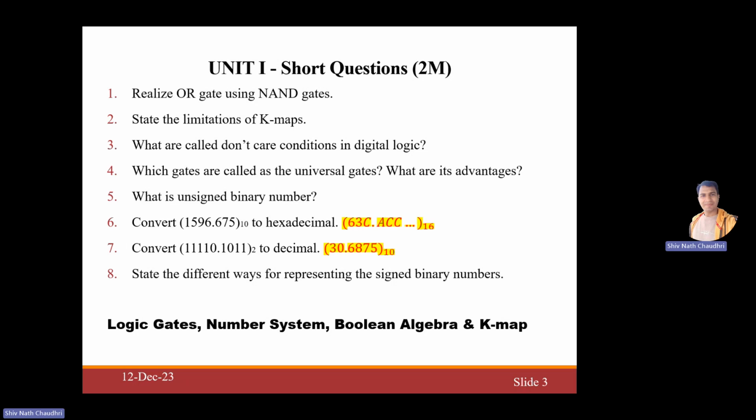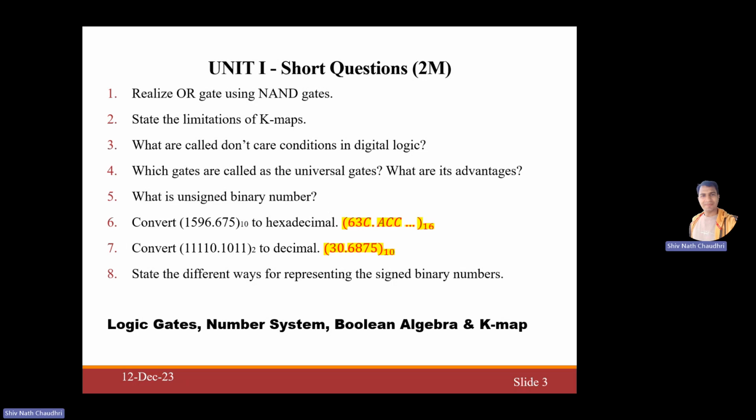The fifth question asked what is unsigned binary number? So unsigned binary number is the binary number where no bit is reserved for the sign. Means in the binary number all bits represent magnitude only. And the sixth question is about number conversion. You have to be given a decimal number and convert it into hexadecimal. So you have to follow the procedure to convert this number. In the next class, I will discuss in brief how you can convert this number.